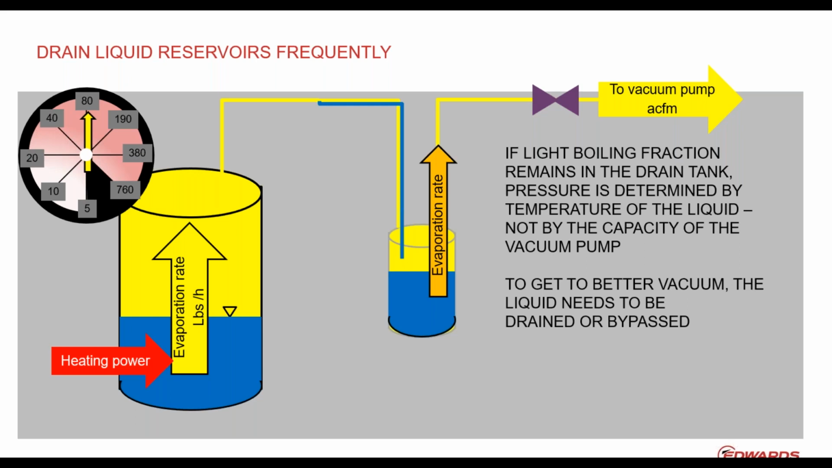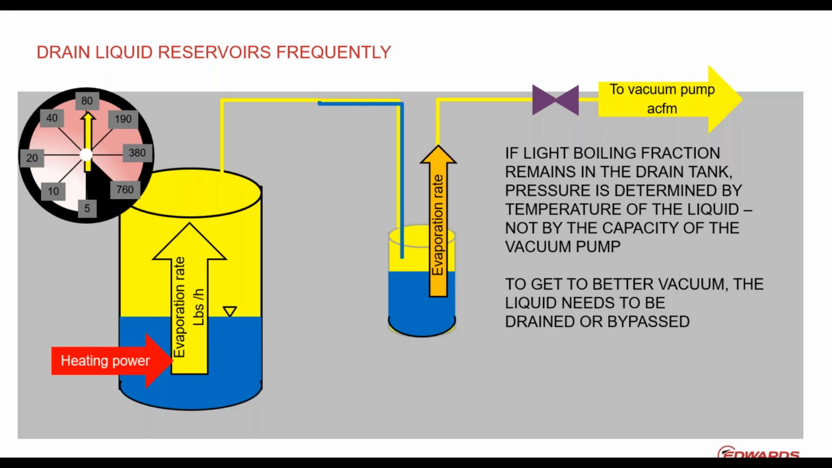So your pressure is drifting away. What does the control system do? It basically opens the throttle. It just wants more capacity from your vacuum pump. And all it's getting is a higher evaporation rate from your drain tank, because that light boiling fraction is the best pressure you can accomplish. It's just sitting there and keeping you from getting the capacity that the heating power and the evaporation rate generates from your reactor right now. It's keeping you from getting there.